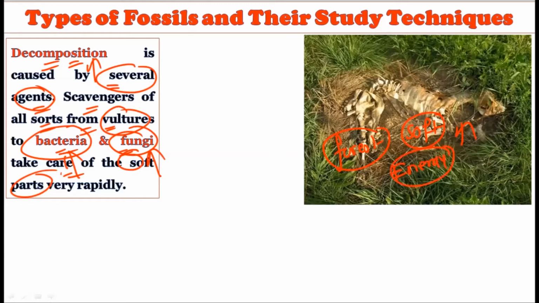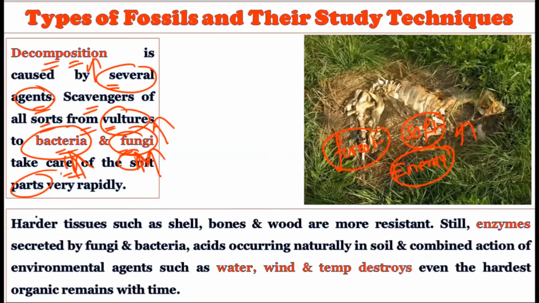So as soon as the natural death occurs, the various natural sources, different types of vultures, different types of bacteria, and different types of fungi, extract all the energy from the flesh of the dead animal, right? So it will not get preserved. After that, whatever harder tissue is there will remain. For example, shells, bones, and woods.